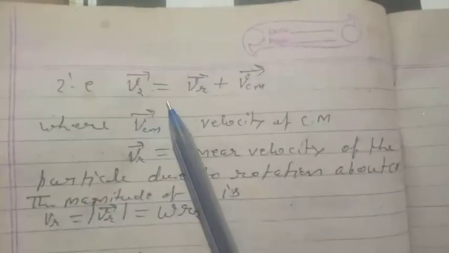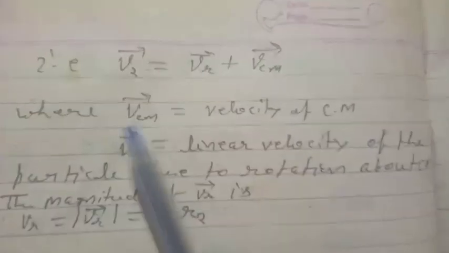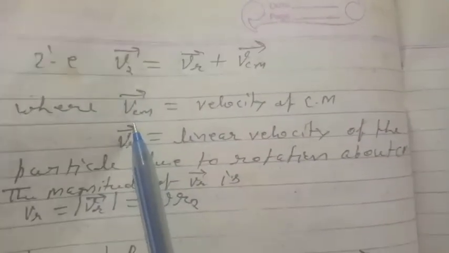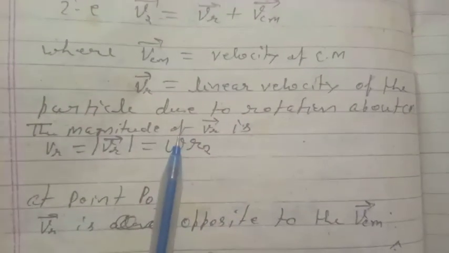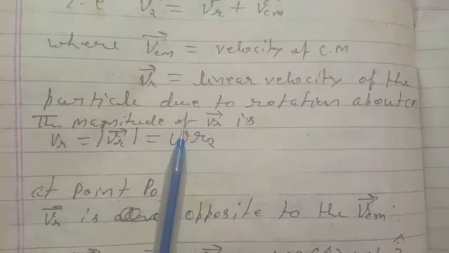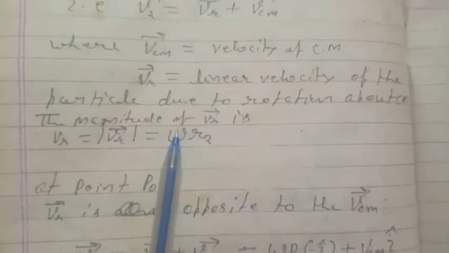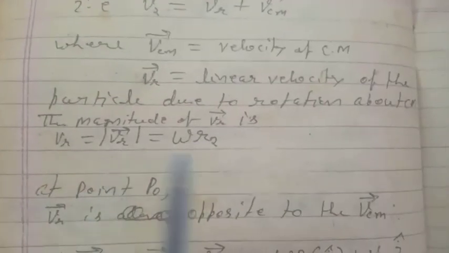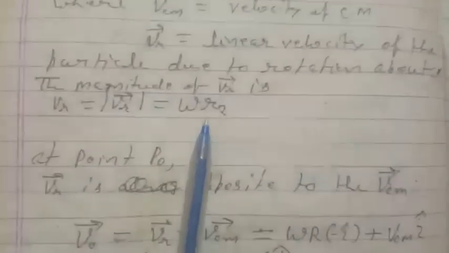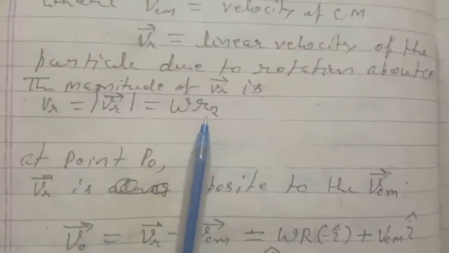That is, V2 vector equals VR vector plus VCM vector, where VCM is the velocity of center of mass and VR is the linear velocity of the particle due to rotation about CM. The magnitude of VR is VR equals the magnitude of VR vector, equal to omega into R2, where R2 is the distance of the particle from the center of mass.